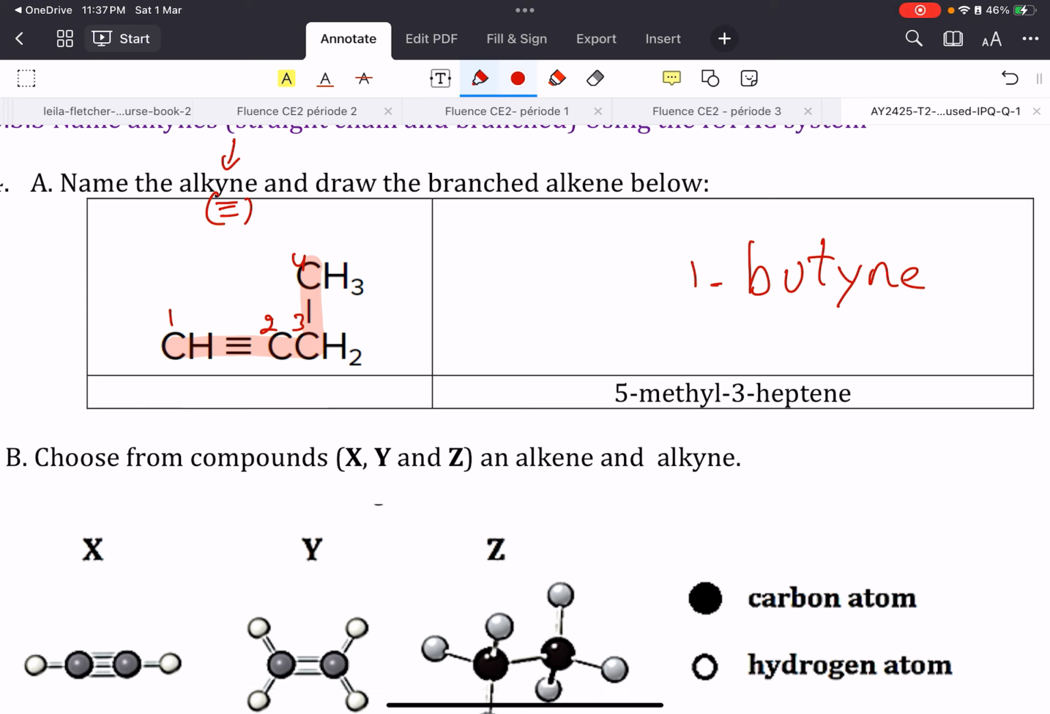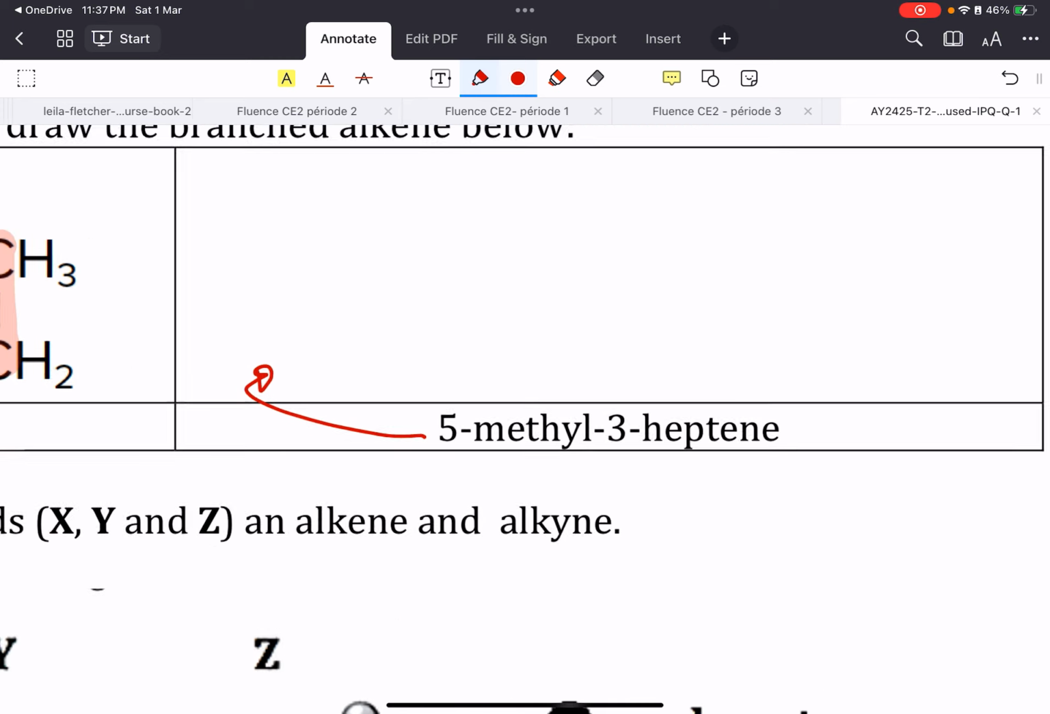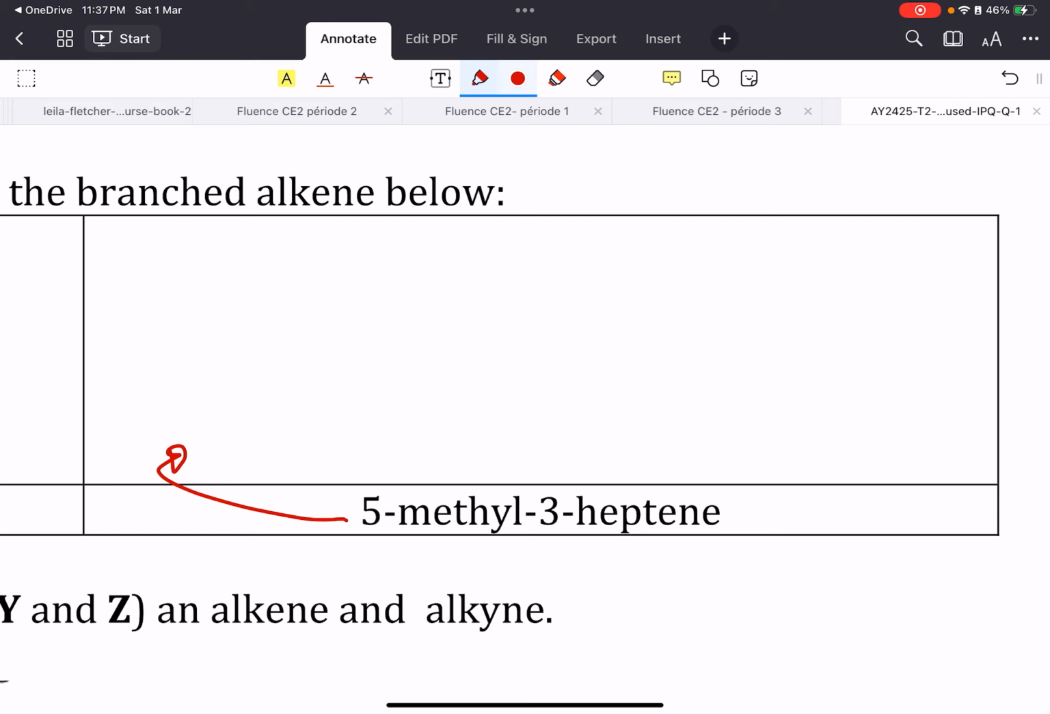Now to draw, okay, I'm going to write 1-butyne down here to give myself more space to draw this chain, this compound. So I have here hept, which means I have 7 carbons. So first I'll start drawing 7 carbons: 1, 2, 3, 4, 5, 6, and 7.